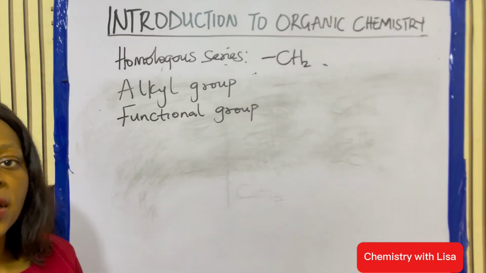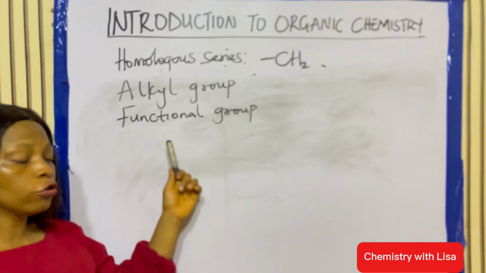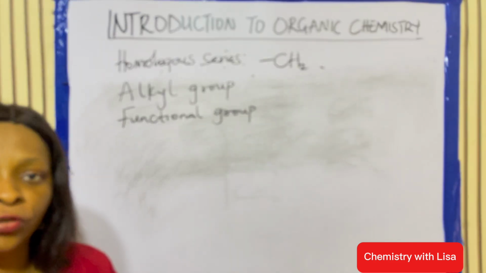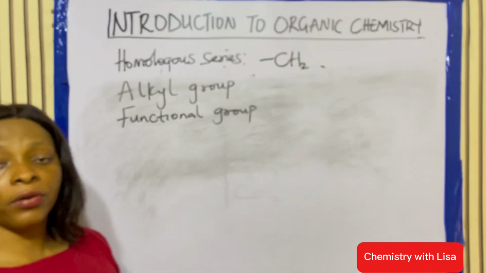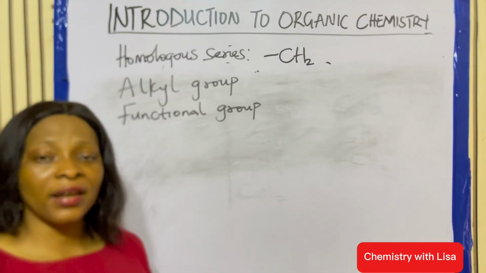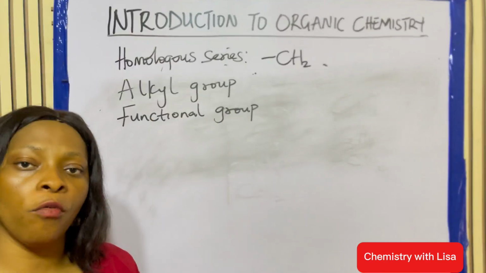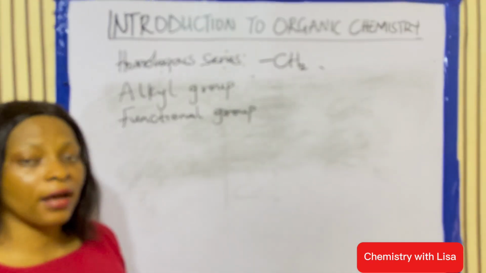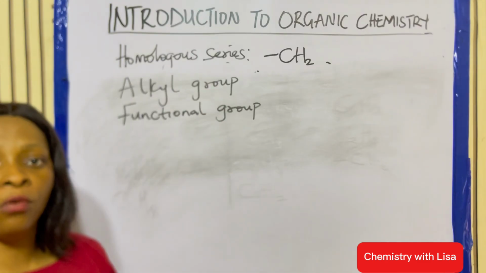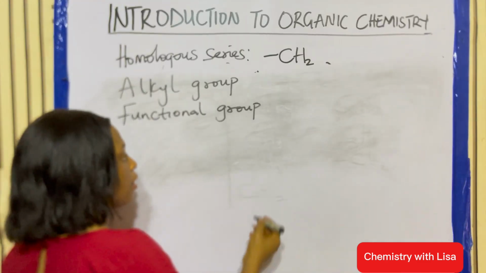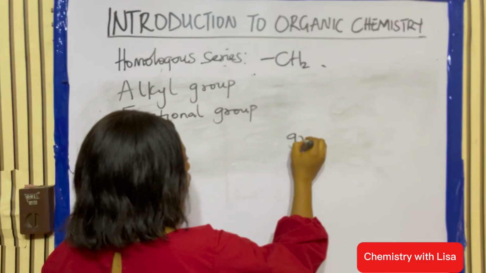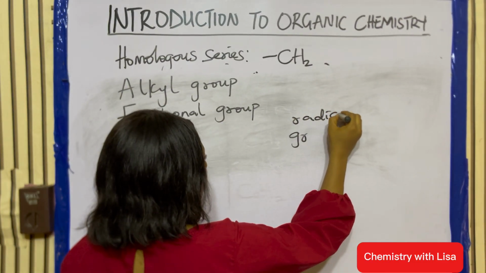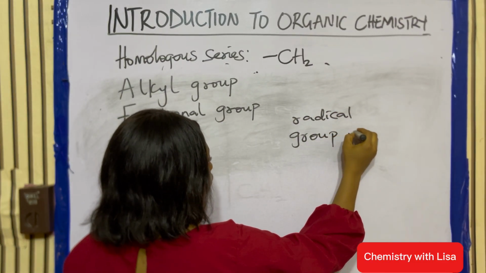So the third one is what we refer to as the functional group. So what is the functional group? The functional group simply refers to a radical or bond that is common to a homologous series. Now, what is a radical? A radical simply means a group of atoms.